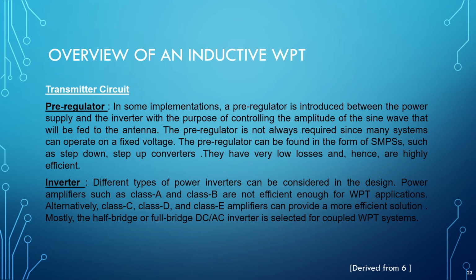The pre-regulator can be found in the form of SMPS, such as step-down and step-up converters. They have very low losses and hence are highly efficient. Inverter. Different types of power inverters can be considered in the design. Power amplifiers such as Class A and Class B are not efficient enough for WPT applications. Alternatively, Class C, Class D, and Class E amplifiers can provide a more efficient solution. Mostly a half bridge or full bridge DC-AC inverter is selected for coupled WPT systems.